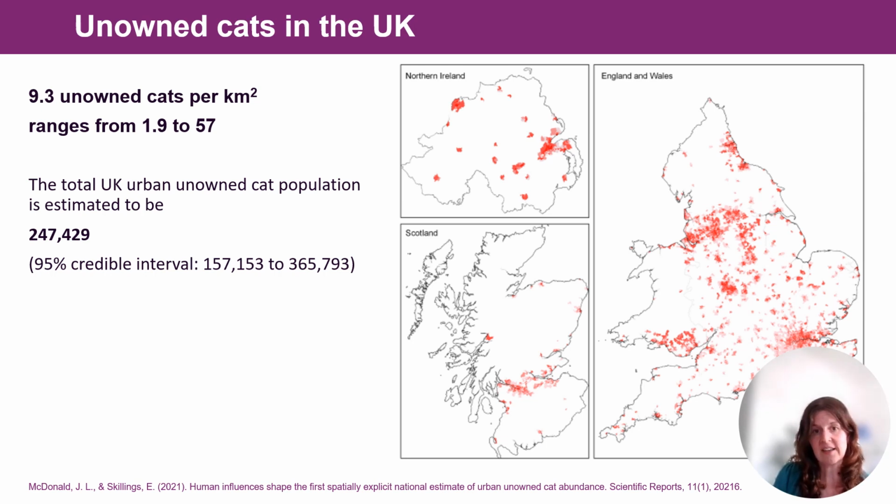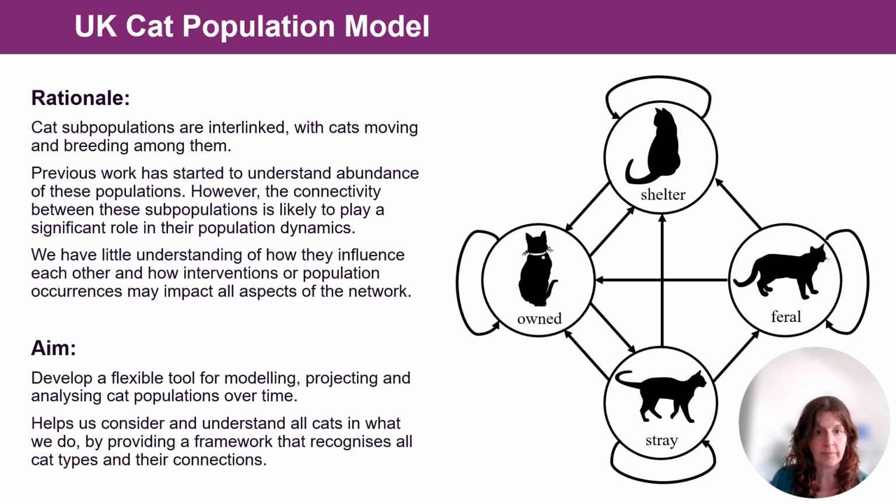To explore this connectedness further, we launched a UK cat population model project. The rationale behind this modelling project is that cat populations are completely interlinked. Cats can move and breed among these different subpopulations, but we have very little understanding of how they influence each other or how interventions may impact all aspects of the network. The aim was then to develop a flexible theoretical tool for looking at cat populations through time to help us consider all these cats in what we do and recognise these cat types and their connections.